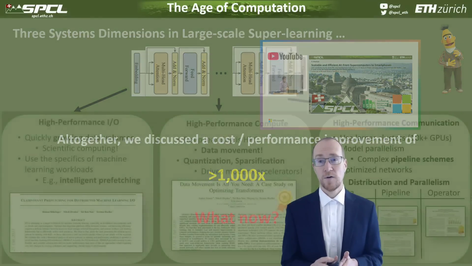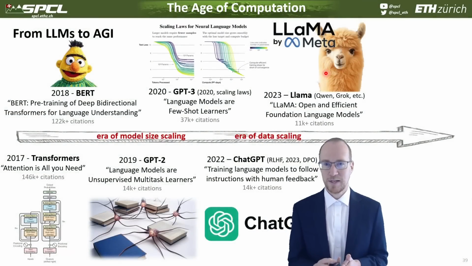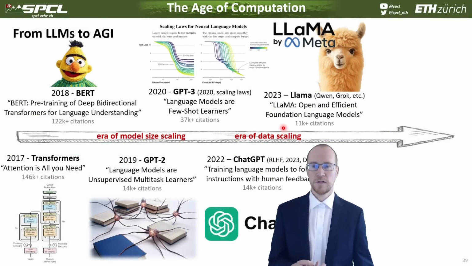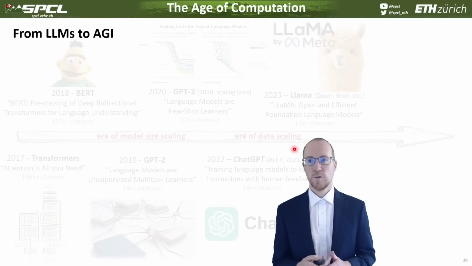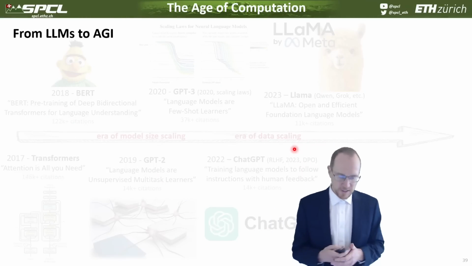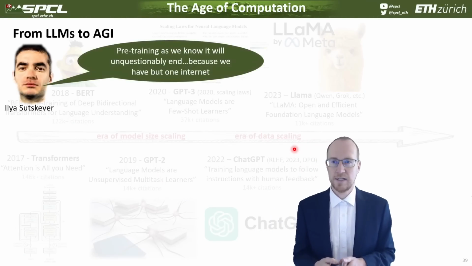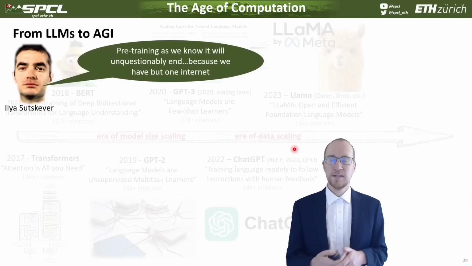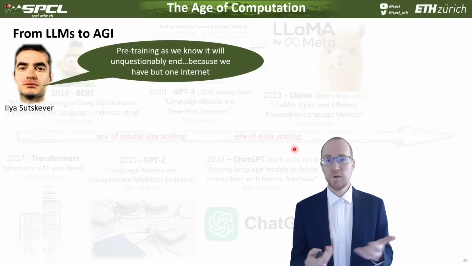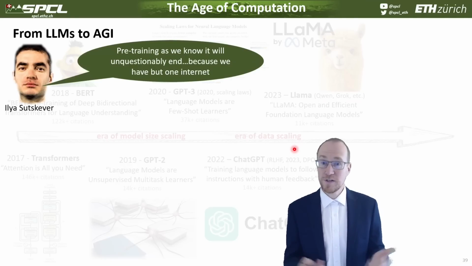But what do we do now? Let us go back to our timeline. Let us go back to 2023. We are still in the era of data scaling. So what is happening now? Well, just at the end of '24, we realized, and Ilya said it very clearly, that pre-training will come to an end because we have only one internet. We'll be running out of tokens very, very soon.